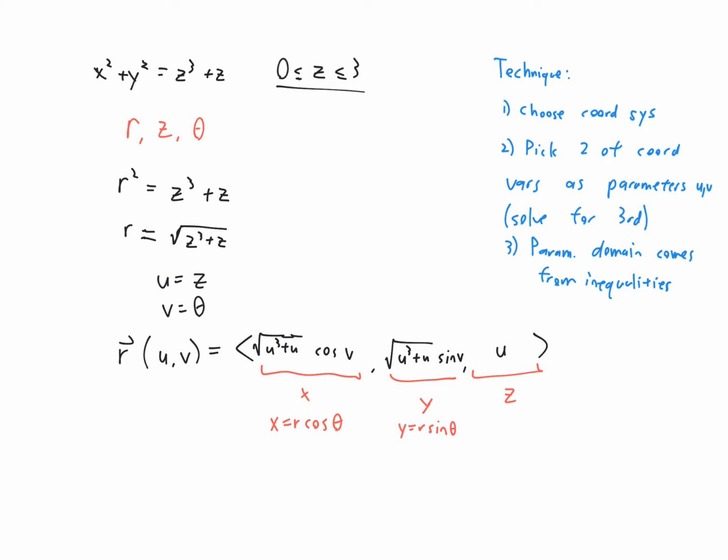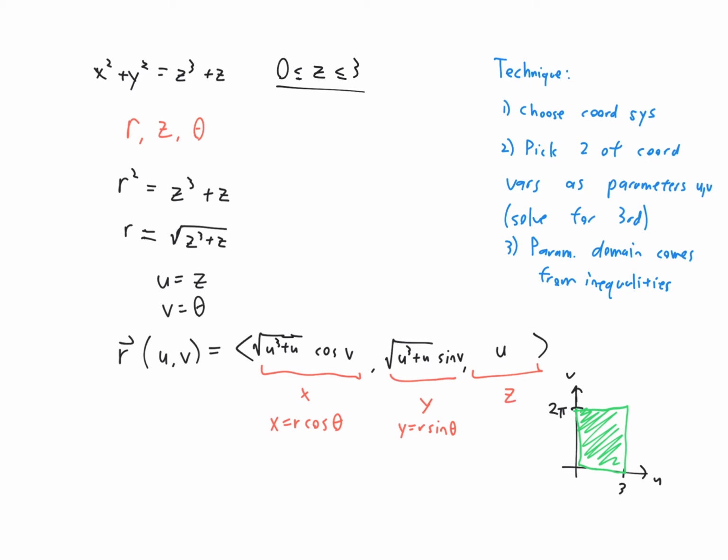The parameter domain comes from your inequalities, so I can say exactly what the values for z are. Z seems to go from 0 to 3, so that means that u is going to go from 0 to 3. And v being theta, well, there's no restrictions, so I should say that v goes from 0 to 2 pi to go over the region just once.